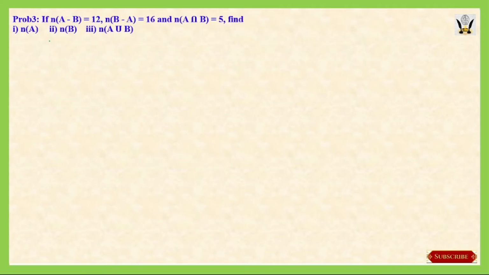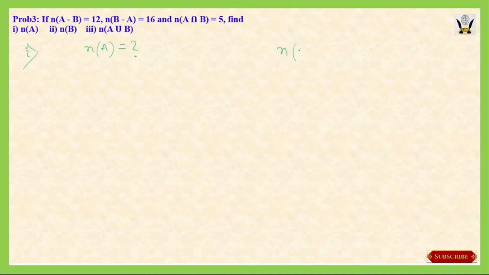Now the next problem says that if the cardinal number of the difference between A and B is 12 and the cardinal number of the difference between B and A is 16, and if the cardinal number of the intersection operation of A and B is 5, then find all these values. Let's solve the first part where we have to find the cardinal number of A, and before that let's revise the properties of the relationship related to cardinal numbers.